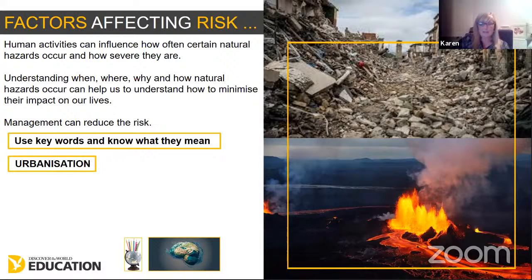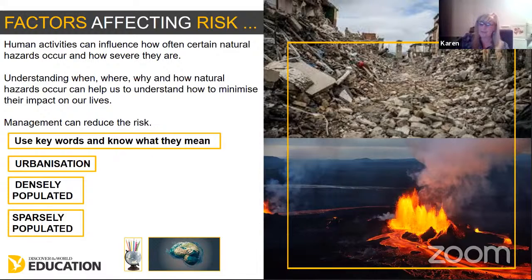So urbanisation: as the population grows, more people are exposed to natural hazards. And as geographers, we really need to consider this. Urbanisation, the built up areas where you've got huge amounts of people in a small amount of space. Is the area densely populated? That means there are lots of people in a small area. Or is it sparsely populated? That means you haven't got too many people living in an area. And this risk will really be dependent on whether an area is densely or sparsely populated, and you need to weigh up the risk.